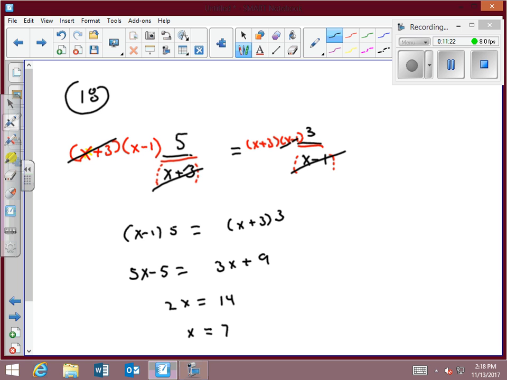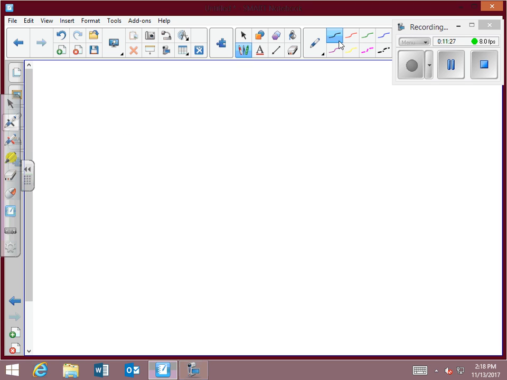Now, this particular problem, I'm going to write it here. You could do it by what we call cross multiplication. 5 over x plus 3 equals 3 times x over x minus 1. What it is, you multiply the means together, that's these two, and you multiply these two together.